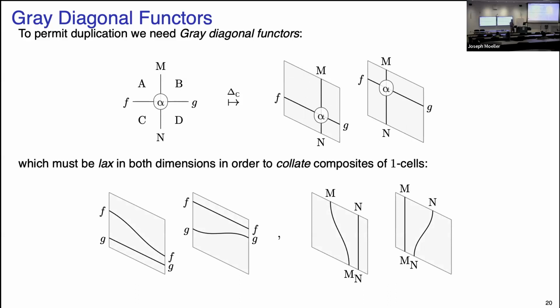On the left boundary, we have 2 copies of F followed by 2 copies of G. On the right boundary, we have 2 copies of F followed by G. Now, these 2 boundaries are clearly related, but they're not identical. And what relates them is an interchanger, in this case, a doubly-lax interchanger of F and G, which acts to collate the copies, put them in the right order. And we need to be able to do this in both dimensions. So we're going to have this laxness structure with the comparators that do this collation in both dimensions.